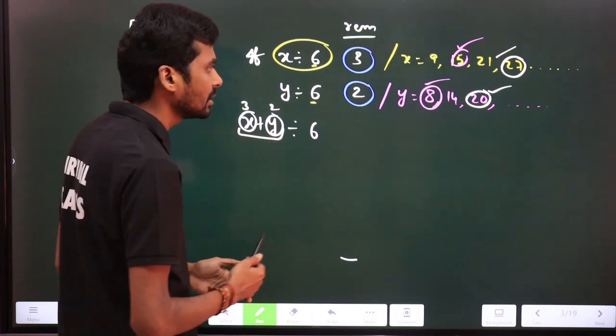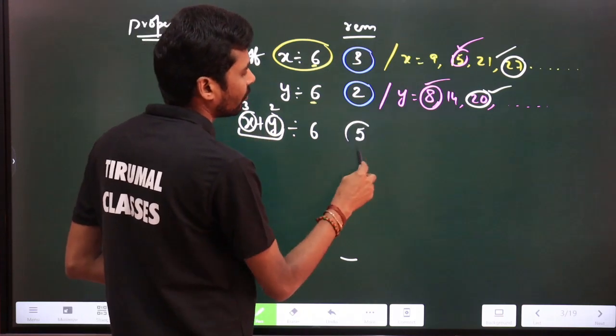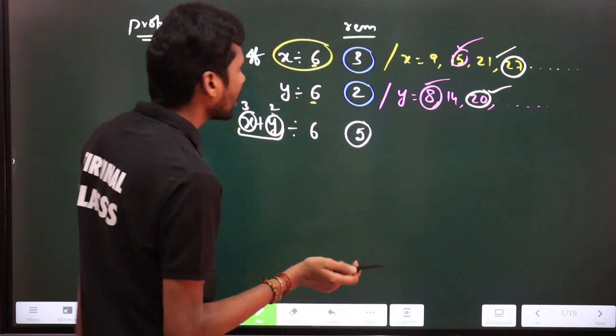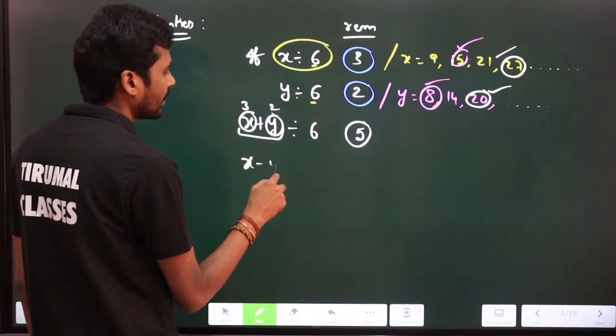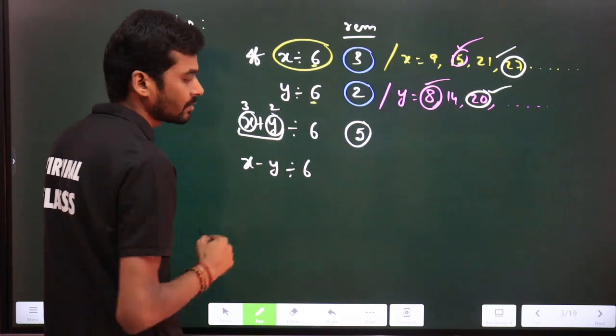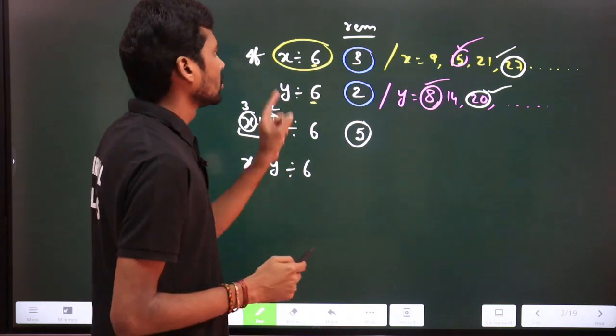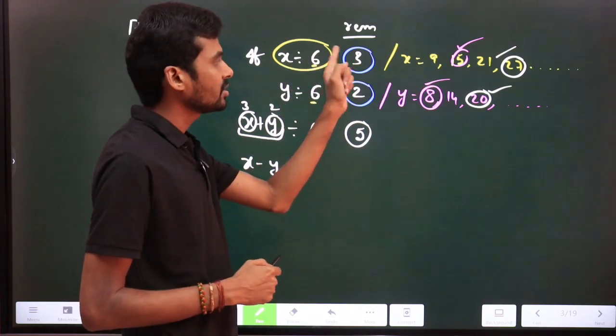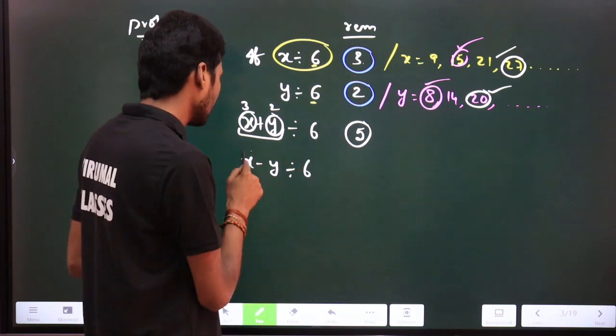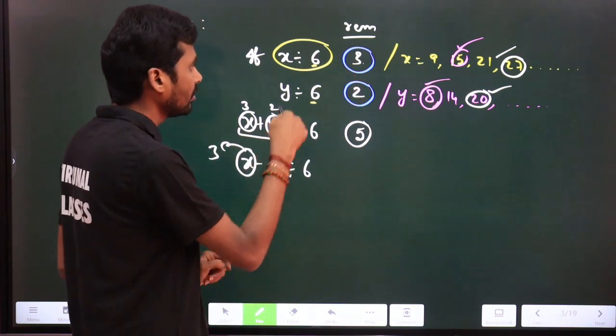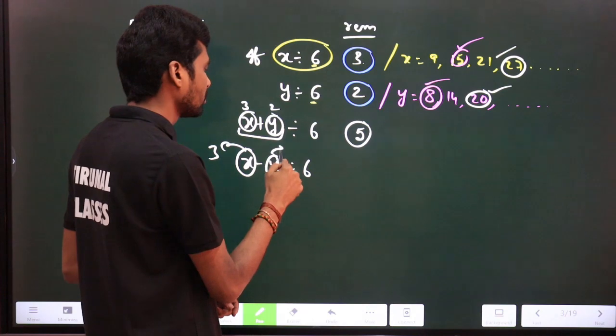5 divided by 6 means what is the remainder we'll get? 5. Okay. Suppose I ask you, what is x minus y divided by 6? For x, when it is divided by 6, the remainder is 3. For y, when I divide by 6, the remainder is 2.